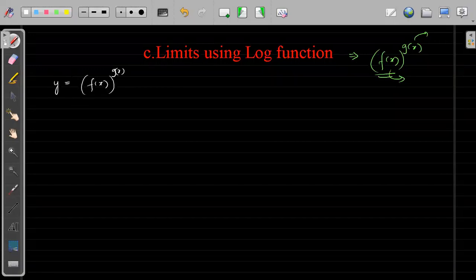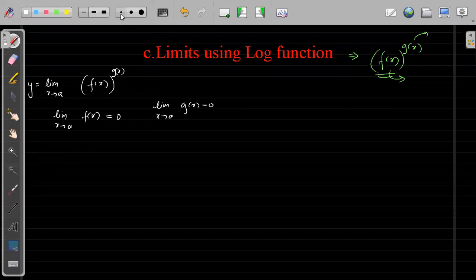Okay, suppose we have y is equals to limit x tending to a, where limit x tending to a f of x is tending to suppose 0, and limit x tending to a g of x is also tending to 0. Then what will we do? If this is the case, first we can take log of these two. Sorry, this one is tending to 1.